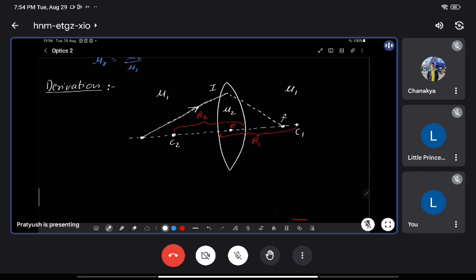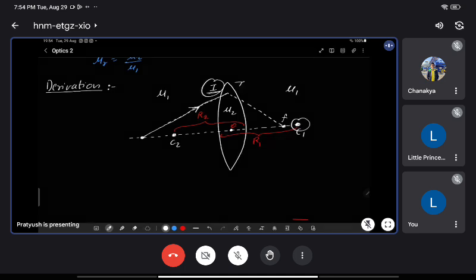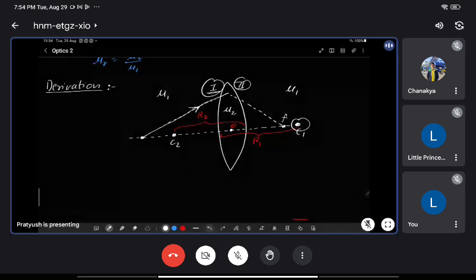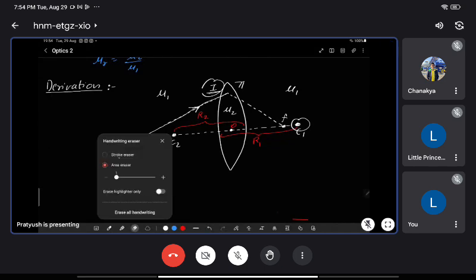Okay, it is encountering this first. This lens it is encountering first this surface. That's why it is called first surface. And for this first surface, the center of curvature is here. That's why it is called C1. And for the second surface, the center of curvature is here. That's why it is called C2. Got it? Please draw the diagram now. Please be fast.